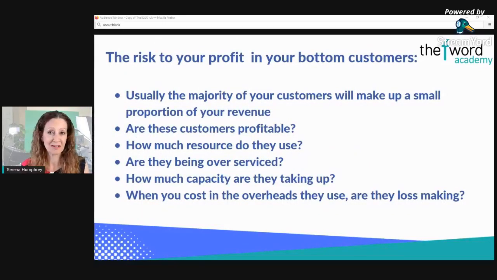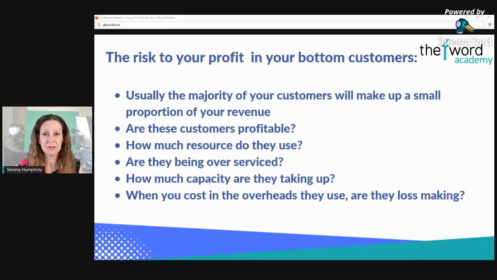We've also got risk, obviously, at the bottom end of that scale as well. Usually, as we've seen, the majority of your customers are going to make up quite a small proportion of your revenue. Now, the question is, are these customers profitable? Do we make money on this bottom end of our client base?